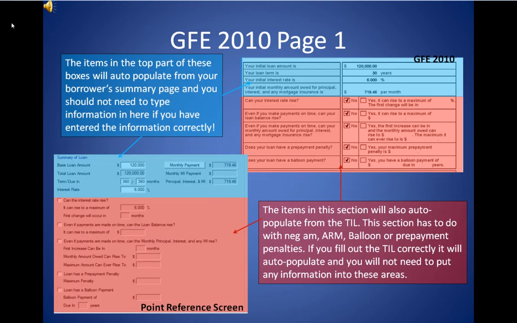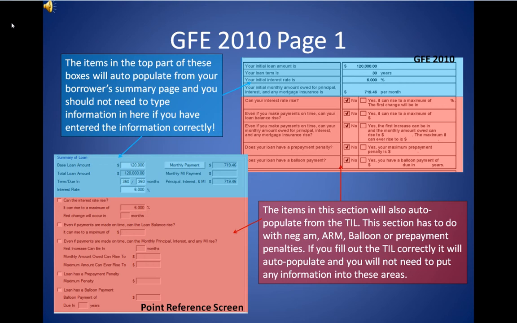This part of page 1 of the new Good Faith is the summary of the loan. There really shouldn't be too much information you have to add in here, since it has the loan amount, the loan term, interest rate, and what their P&I payment is. Of course, all that is entered either on the borrower summary page or on page 2 and page 1 of the 1003. The other parts have to do with, can your interest rate rise?